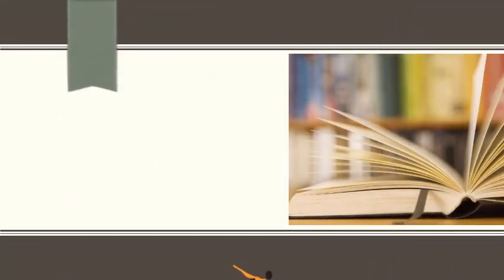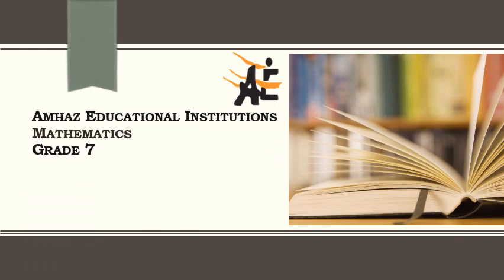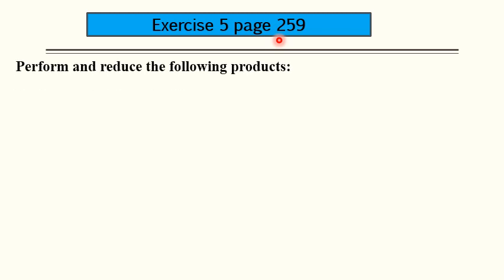Good morning, dear. Today we will continue solving exercises about chapter 22, which talks about algebraic expressions. Exercise 5, page 259. Perform and reduce the following products. K equals 3 over 2a times 4 over 9a squared.